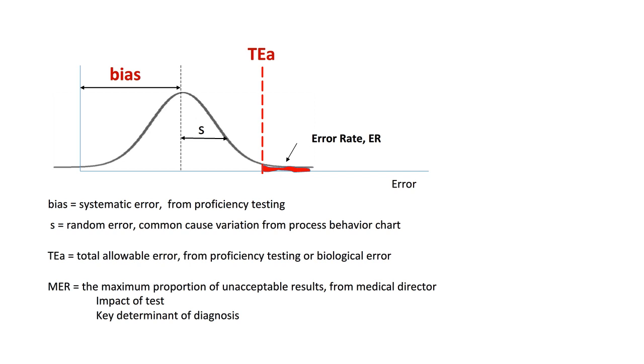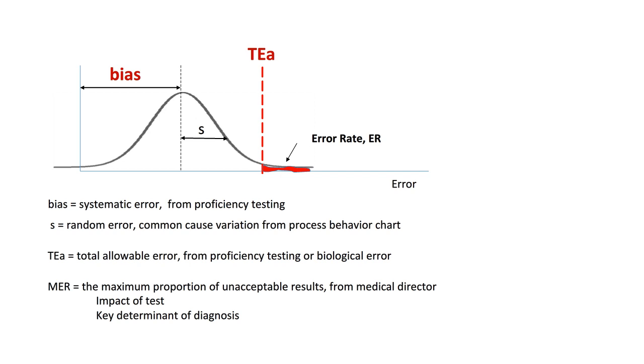The risk also depends on whether the test is a key determinant of a medical decision. For example, imagine a genetic test that will determine whether or not a patient receives chemotherapy. This may be the only test, and therefore the decision may rest entirely on the results of this test. In this case, we'd have very low tolerance for unacceptable results.